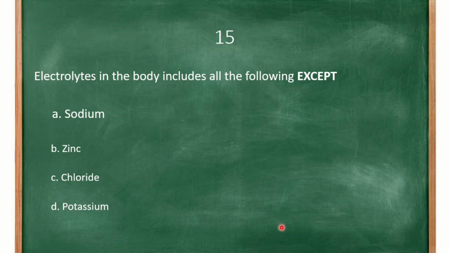In 15, electrolytes in the body include the following except: A, sodium; B, zinc; C, chloride; and D, potassium. So the correct answer here is B, zinc. The electrolytes are mainly sodium, chloride, potassium. Zinc is usually not considered an electrolyte. It may have useful biochemical functions and some enzyme activity, but it's not considered as an electrolyte. Drink some water.